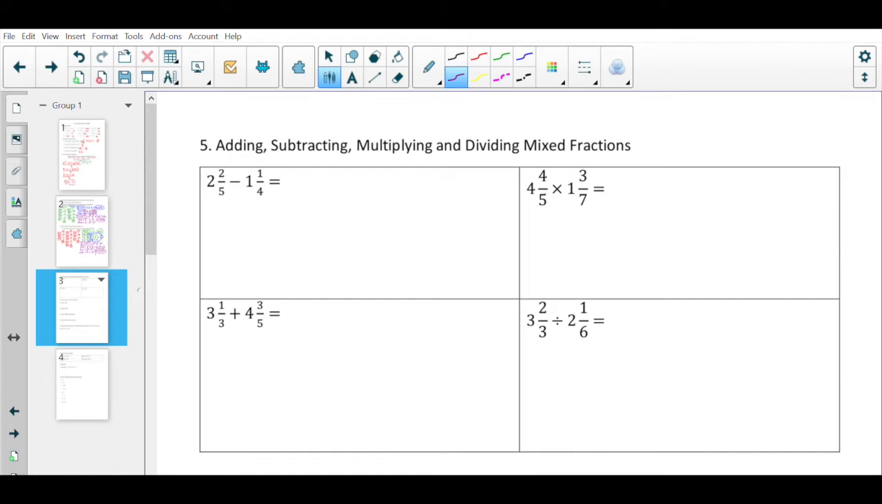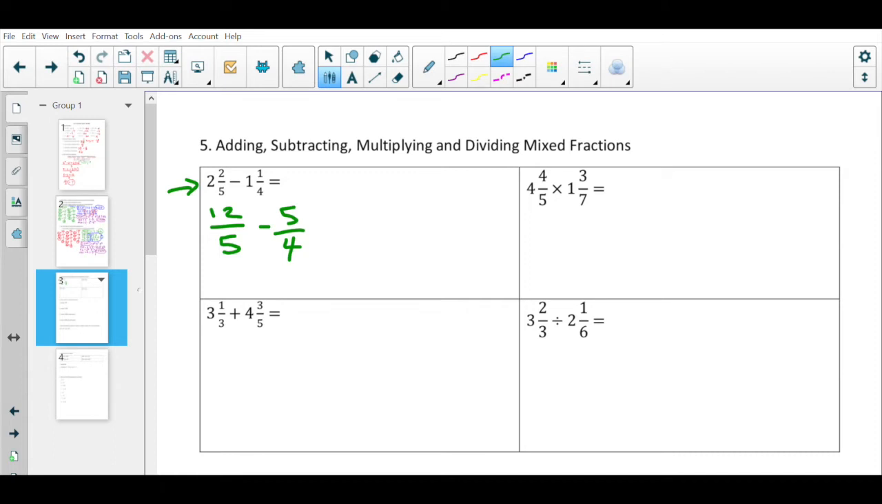Alright, moving on. Adding, subtracting, multiplying, and dividing mixed fractions. The way I'll go about this is just converting a mixed fraction into an improper fraction for this one right here. So that's 2 times 5 is 10, and 2 is 12 fifths, minus 5 fourths. And now that we have it converted to an improper fraction, we need to find a common denominator so we can do the subtraction.